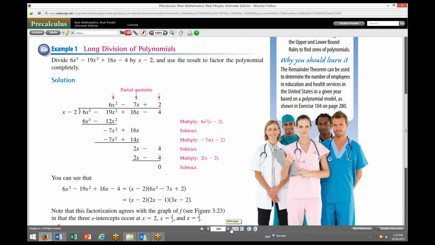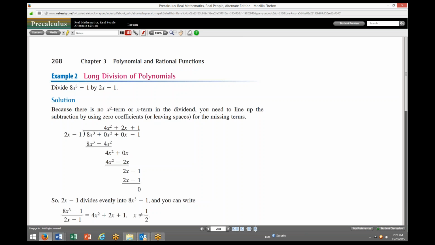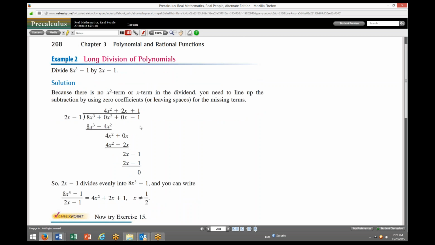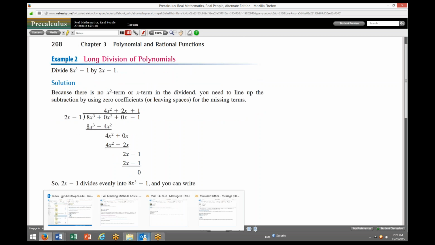Now, having shown you all that, I want to make one more point about polynomial long division and then show you a much simpler way to do this that in many cases will work and make it simpler. But let's look at one more problem here just briefly.